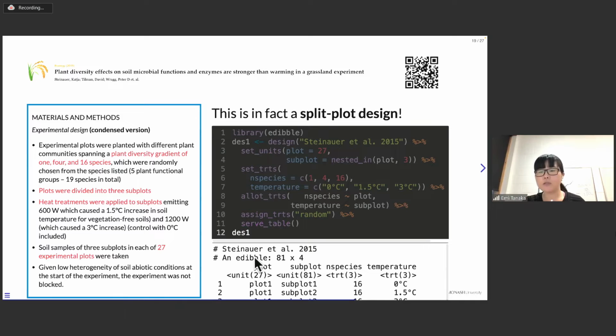So you produce an edible, which is the name of the package, and stands for experimental design table. Or if you are a tidyverse user, it's a tibble, an experimental design table. So you can get a data frame back. And essentially, this has the allocation of the treatment factors to a particular unit.